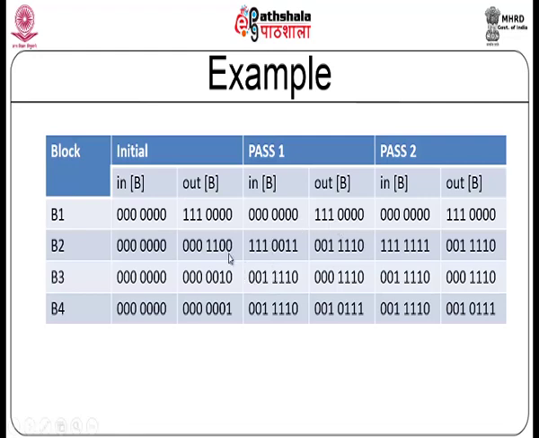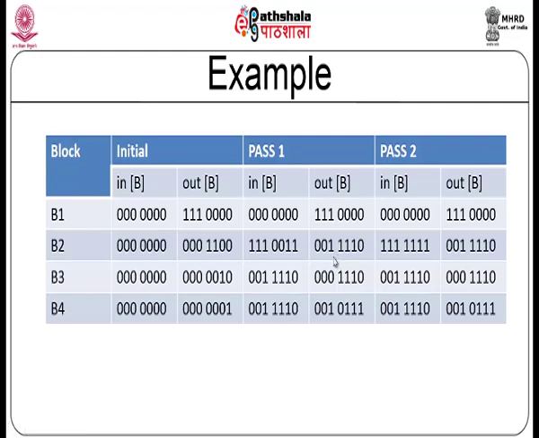But for B2, this is what we computed just now. B2's input is this one, output is this one. This is what we have computed, because in of B2 will be out of B1, B3 and B4, as we said. Therefore, this value is changed, so this value and this value are not the same. Therefore, out of B2 has to go through one more pass.